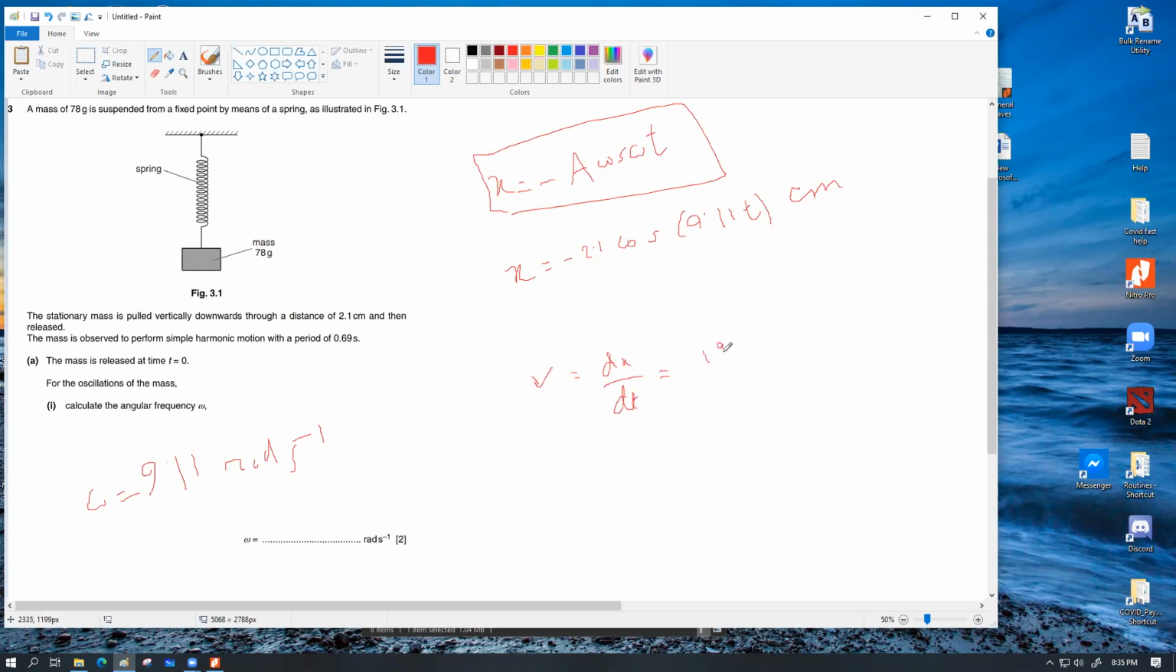So this should be 19.1 sine 9.11 t centimeter per second. That is the expression altogether.